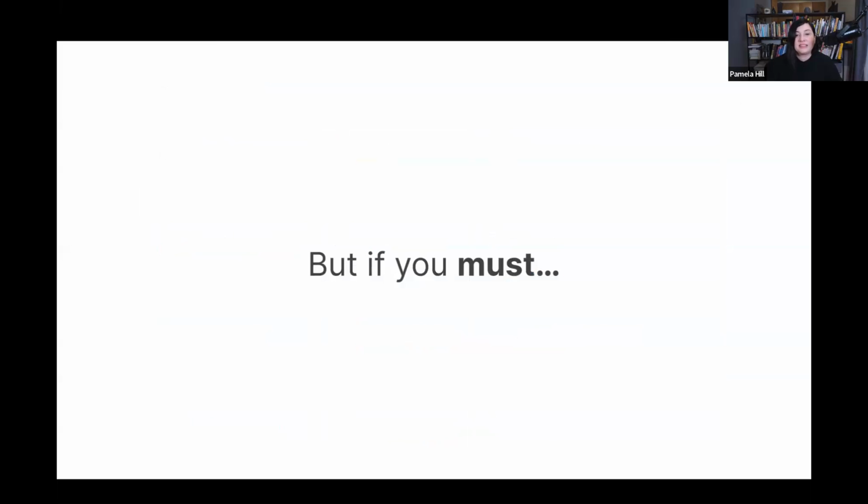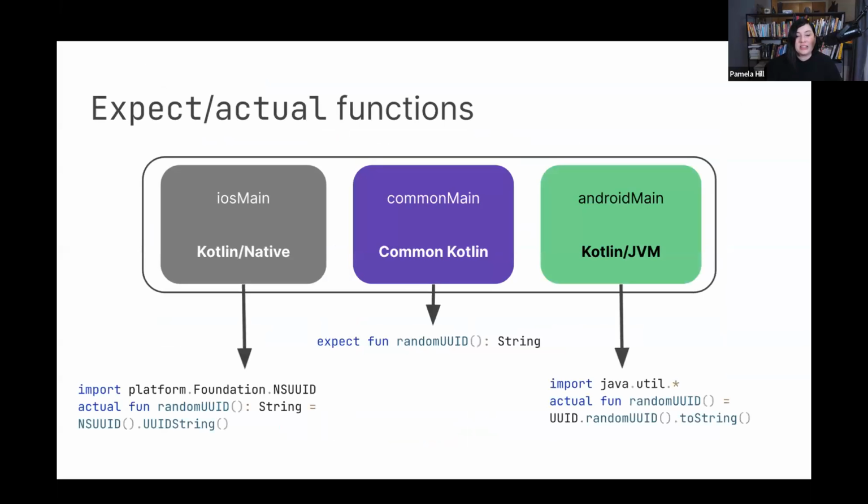But if you must use the expect actual mechanism, you can go ahead and use functions. So here we have this block, and that is basically our shared module. And inside we have these colored blocks: iOS main, common main, and Android main. When we write in common main, expect fun randomUID, we want to create a random UID that returns something of type string.